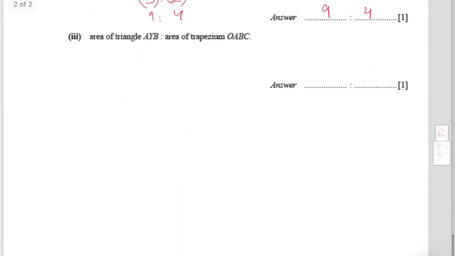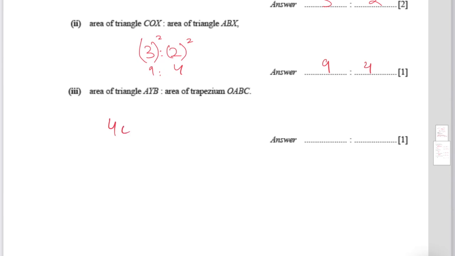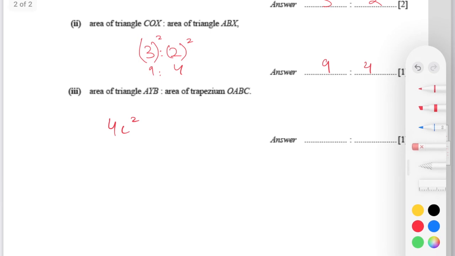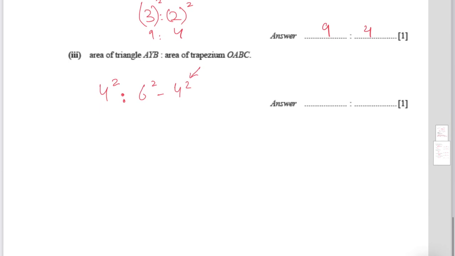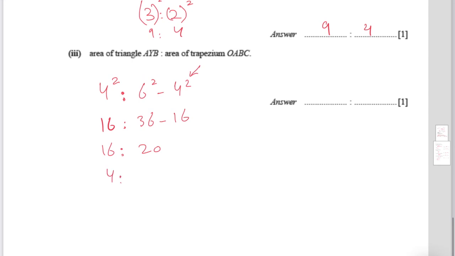So what you eventually end up with is you're comparing 4c squared, or you can remove the c since we don't need it. So we write 4 squared is to 6 squared minus 4 squared, because you're trying to remove the area of the smaller triangle so that you are left with the area of the trapezium. So 4 squared is 16 and 6 squared is 36 minus 16. You get 16:20, which simplifies to 4:5, which is your answer in this question.